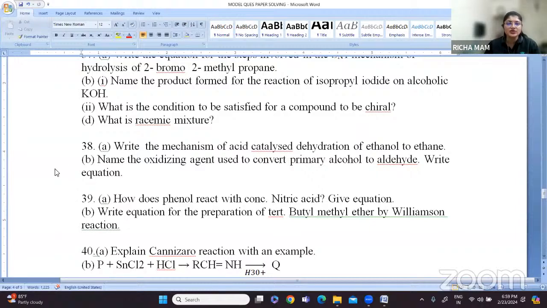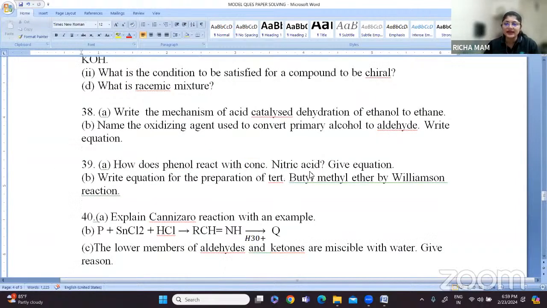Next question, the 39th question. How does phenol react with concentrated nitric acid? Give the equation. What will be the product formed? This is phenol, reacting with concentrated nitric acid. What will be the answer, students? Try answering. It will be picric acid. You will get picric acid.